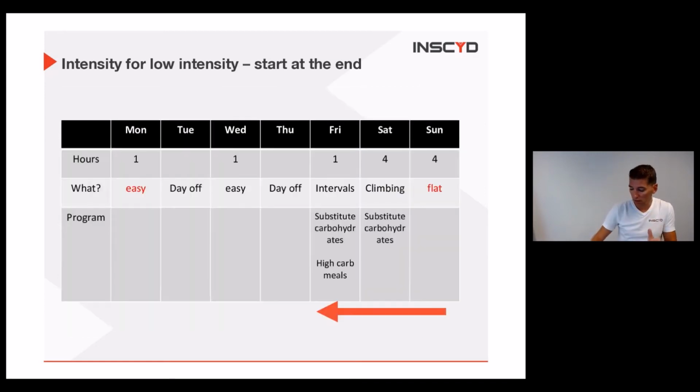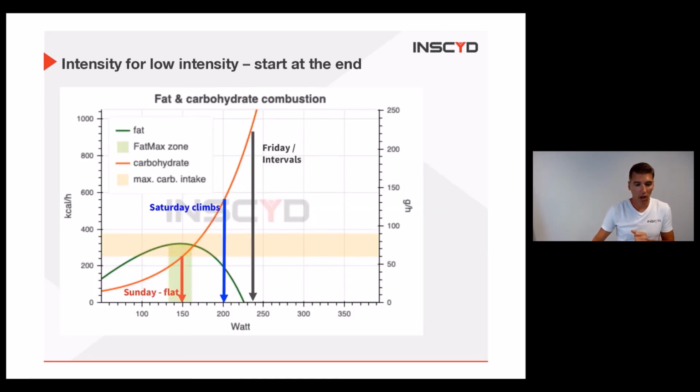Therefore, the idea, going back, to have high carbohydrate meals in the evening. On Saturday, now the intensity is going to be a little bit different. The climbing is maybe happening a little bit below anaerobic threshold. Anaerobic threshold, you can see here in this graph, their fat combustion runs to 0. So somewhere in the ballpark of 230 watts. Okay, so the climbing is maybe just a little bit below.